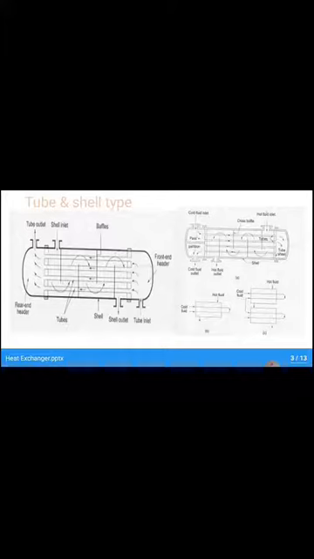So the next one is the tube and shell type of heat exchanger. If you observe the figure, here we have one container, and on that container we have provided some tubes. In the first figure, we have pipes joining the left hand side of the container to the right hand side. Through that cavity one fluid is flowing, and in between the pipes another fluid is flowing. These two fluids are separated by the pipes.